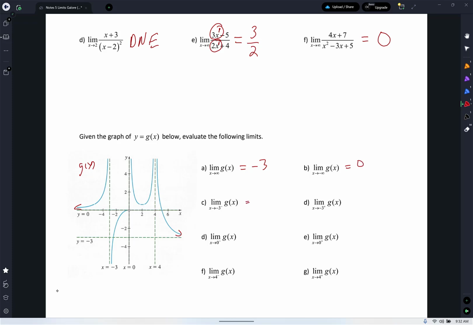What about C? Negative 3 from the left. No, not negative infinity. Infinity. Negative 3 from the right. Negative infinity. 0 from the left. 0. 0 from the right. Infinity. 4 from the left. Infinity. 4 from the right. Infinity. Can we do that?